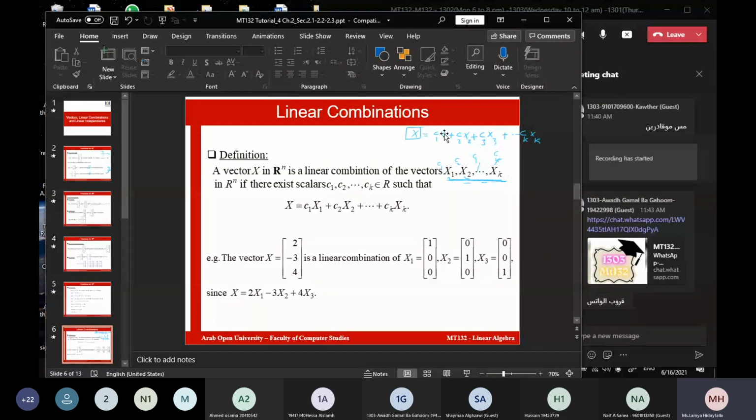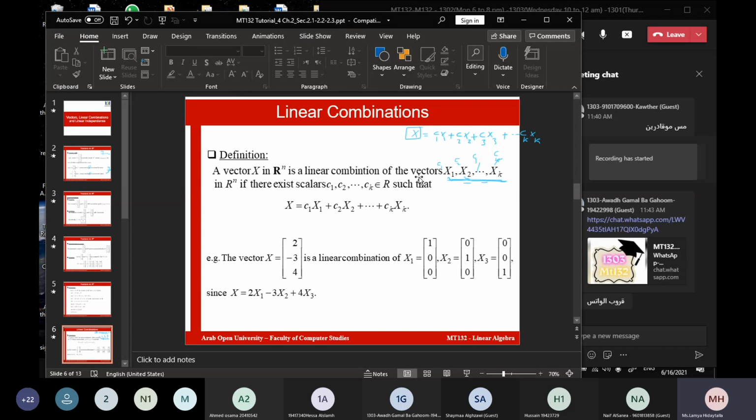So we got x from the vectors x1, x2, x3 by doing what? Just a linear combination. Is there an x squared here, or x2 squared, or x3 squared? No. Is there x1 times x2? No, correct? So it is a linear combination like this. So what do we say? We say x is a linear combination of the vectors x1, x2, x3, up to xk. So a vector x in Rn. In this chapter we are only dealing with vectors in Rn.